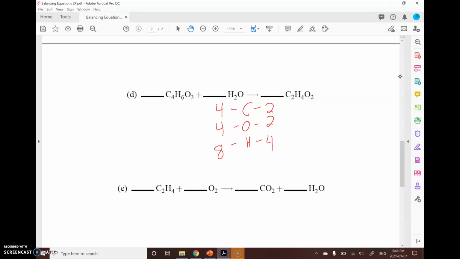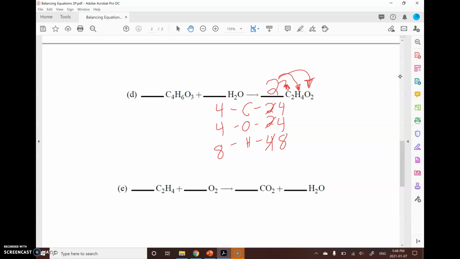All right, so let's look at this carbon here. I have 4 here, and I only have 2 on the right side. So I need that to be a 4. If I put a 2 here, this 2 is going to multiply the carbon, and I'm going to get 4. The 2 is also going to multiply the hydrogen, so I'm going to get 8 now. And the 2 is going to multiply the oxygen, so I'm going to get 4. And look at that, only 1 step, and we're balanced.